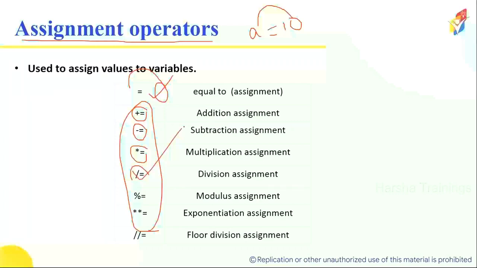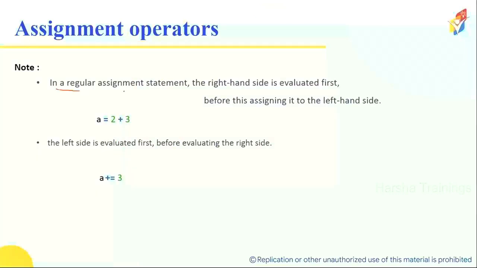Let me discuss a simple example, please. In a regular assignment statement, the right hand side is evaluated first. Whenever you use assignment operators, if I have any expression at the right side, it will be evaluated first. So this value will be 5. Then the 5 will be assigned to A. Before assigning the value to the left side, this entire expression will be evaluated. Once this expression is evaluated, the result will be stored here. This is what happens in assignment.